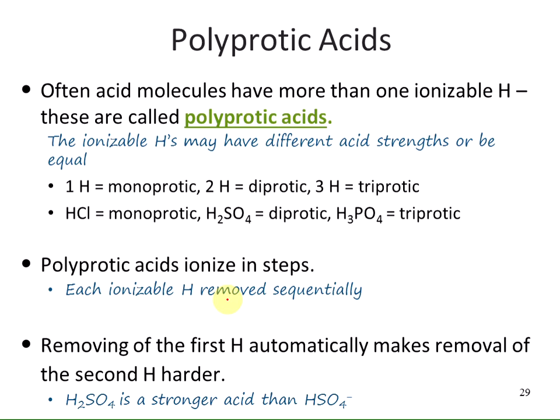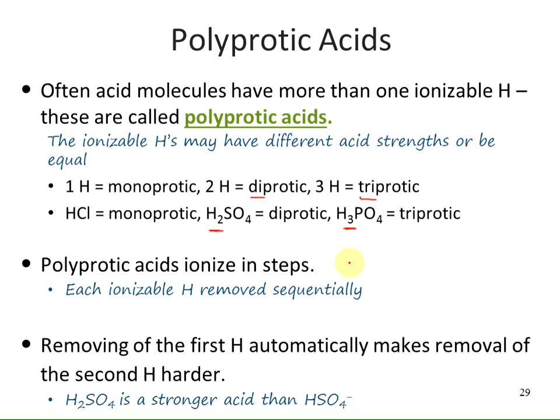If a molecule has only one proton that's ionizable, it's a monoprotic acid. If it has 2, we call it a diprotic. If it has 3, a triprotic. So we use those prefixes to let us know how many acidic protons are in the molecule. So for example, hydrochloric acid is a monoprotic acid. Sulfuric acid is a diprotic acid. Notice you got the 2 hydrogens out in front. And phosphoric acid is a triprotic acid.